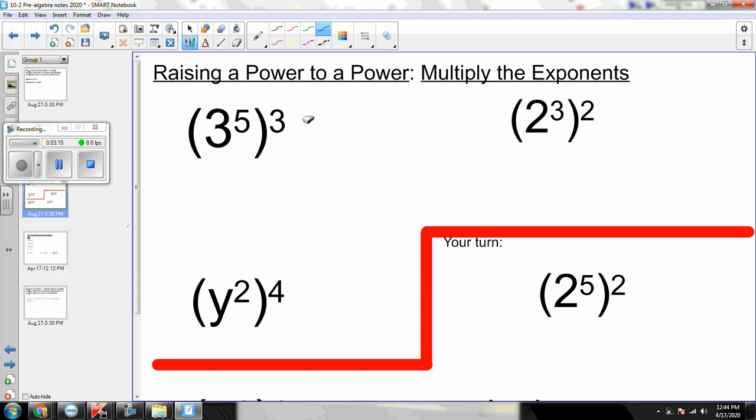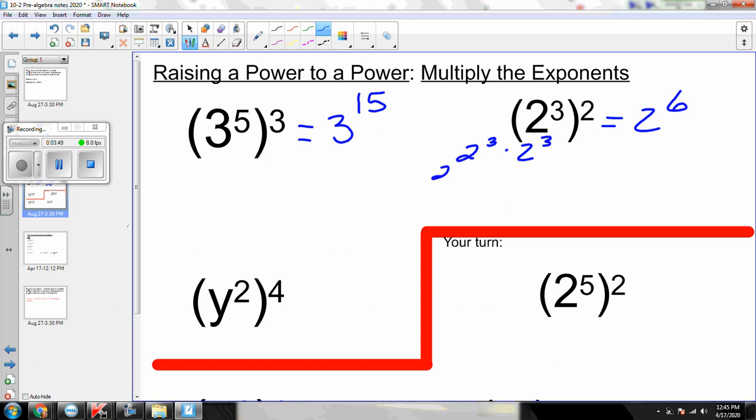So 3 to the 5th to the 3rd, I would multiply the 5 and the 3 to get 3 to the 15th. If I took 2 to the 3rd to the 2nd, I would multiply the 3 and 2 to get 2 to the 6th. The reason we multiply the exponents is because 2 to the 3rd to the 2nd means a 2 to the 3rd times a 2 to the 3rd. So if I use what I learned on the previous page and I'm multiplying, I would add the 3 plus 3 to get the 6.